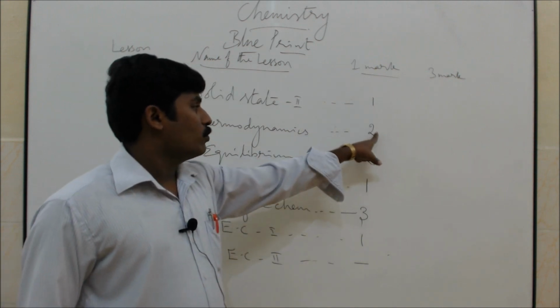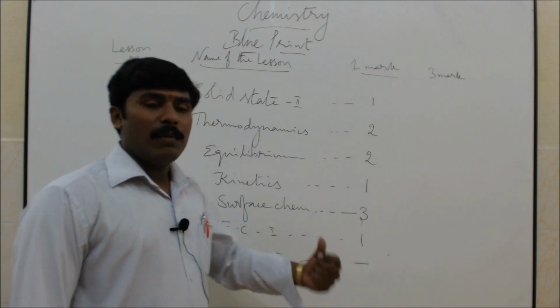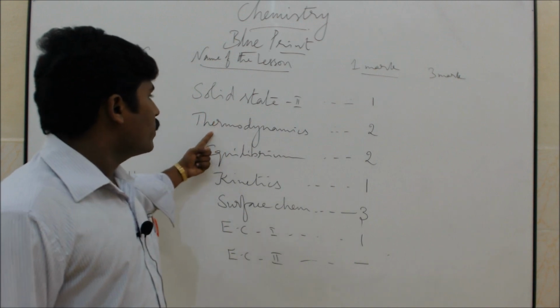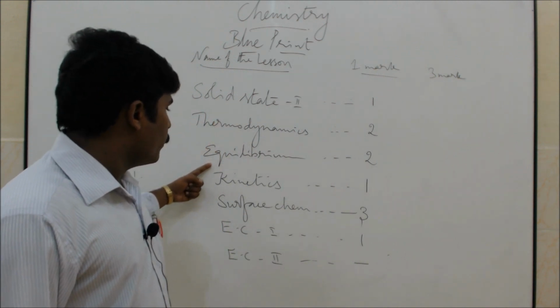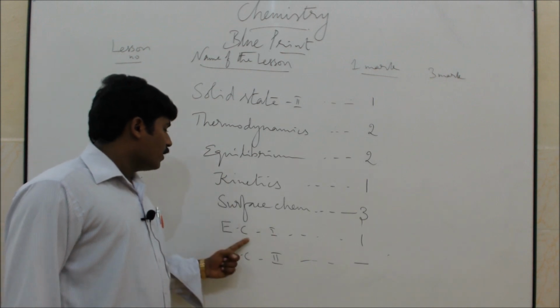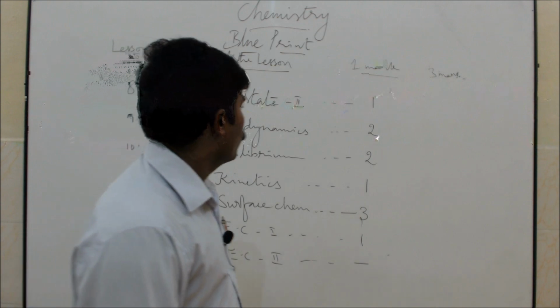See, 1 plus 2 is 3, plus 2 is 5, 6, 9, 10. So from physical chemistry 10 one mark questions will come. Out of 10, 1 from solid state, 2 from thermodynamics, 2 from equilibrium, 1 from chemical kinetics, 3 questions from surface chemistry, 1 from electrochemistry 1. There's no 1 mark question from electrochemistry 2.